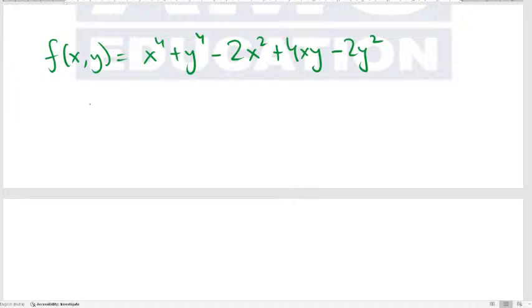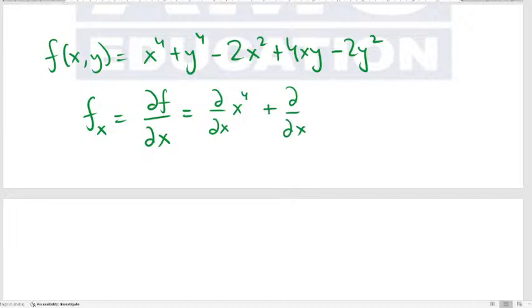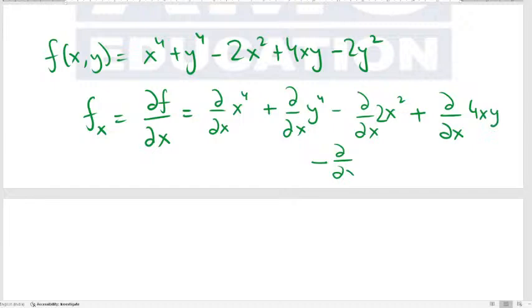So the first job is to find out fx. The variable is x, and the constant is y. So dou by dou x of x to the power 4 minus dou by dou x of y to the power 4 minus dou by dou x of twice x squared plus dou by dou x of 4xy minus dou by dou x of 2y squared. This is what you get.